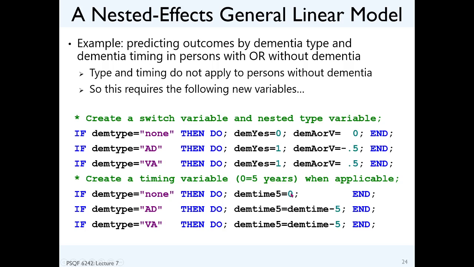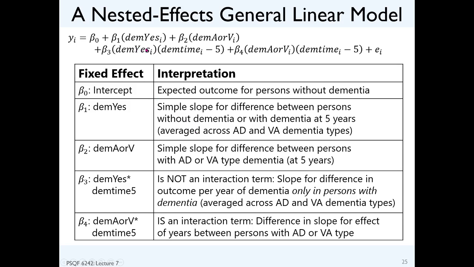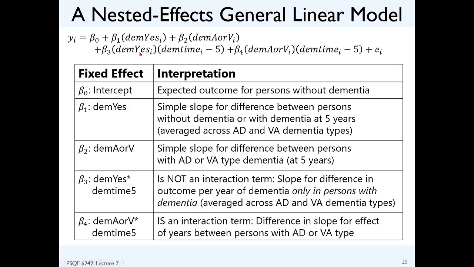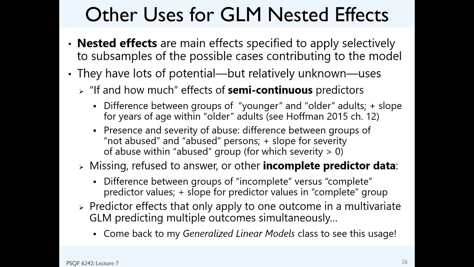I'm putting 0 here so that it makes it easier in terms of the coding to think about what should happen. Even if you forget the switch, because everybody has a 0, their score won't change. But the specification here with the dem yes switch makes it more explicit what the model says is going to happen. This effect of dem time only kicks in for those who have dementia. Pretty cool. So nested effects are the idea that a certain predictor effect only applies to some people in the model. So they're main effects that apply selectively.